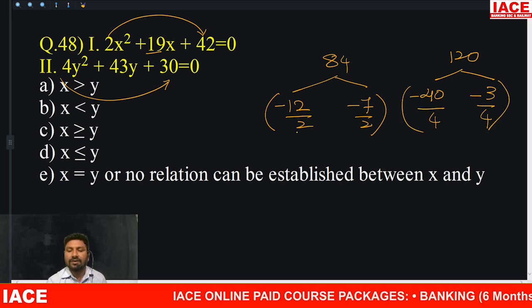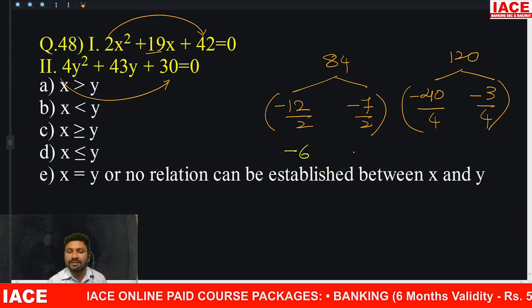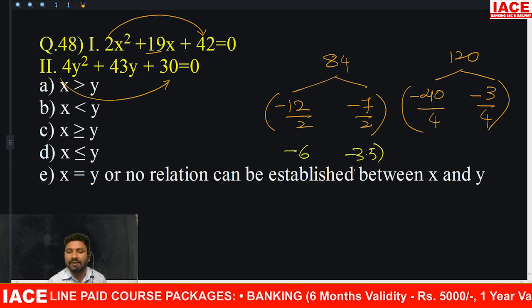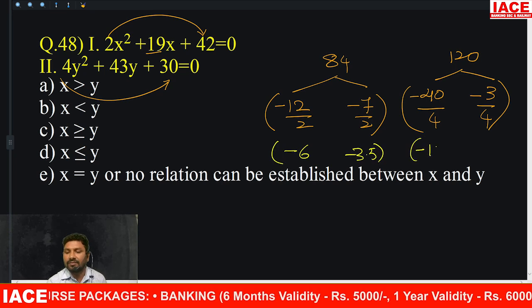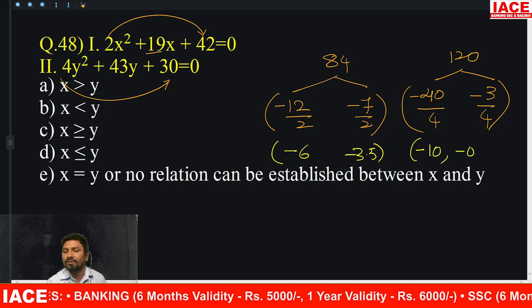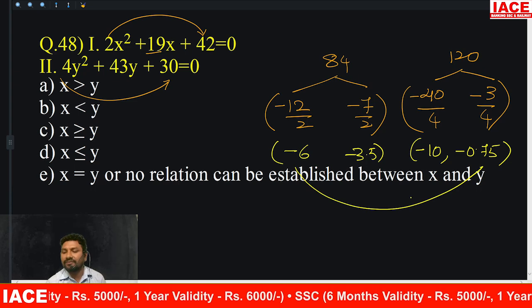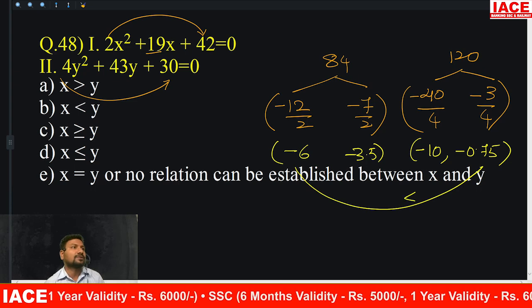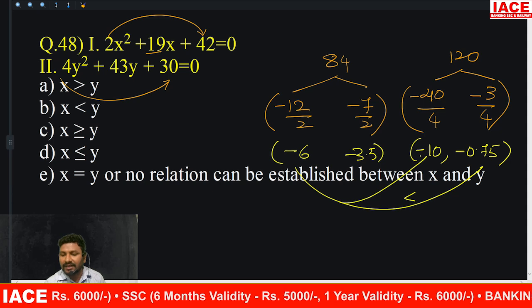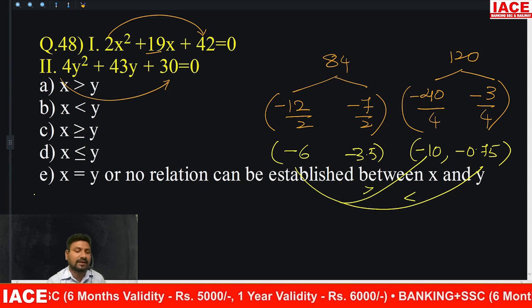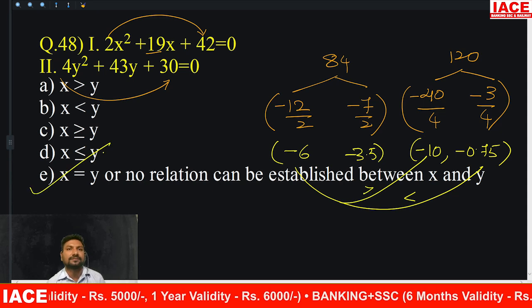Now compare it. 12 by 2 equal to minus 6, minus 7 by 2 equal to minus 3.5. And 40 by 2 equal to minus 10 and minus 3 by 4 equal to minus 0.75. Compare it. Minus 6 to minus 0.75, negative value, smaller value is bigger. Minus 6 to minus 10, minus 6 is bigger. One less than, one greater than means relation cannot be established.